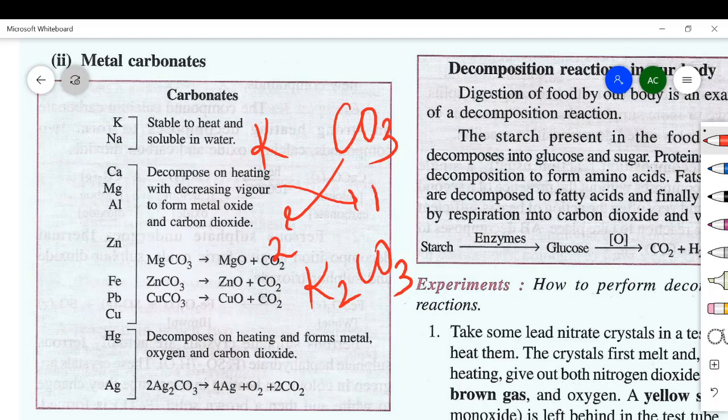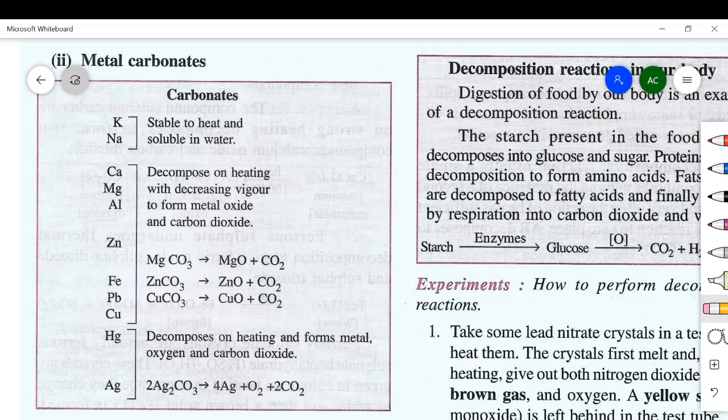Okay, so potassium carbonate. Then sodium carbonate will be the same, Na2CO3. What happens to sodium and potassium carbonates? They are stable to heat and they are soluble in water. Their carbonates are soluble in water, and they are stable to heat. This you have to learn.